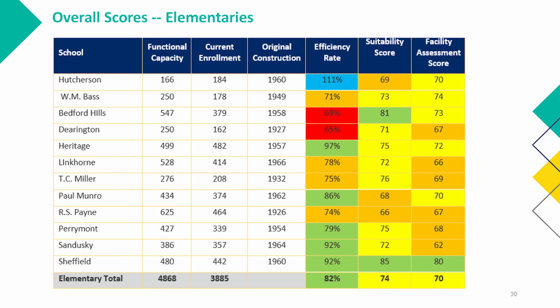And so as you look down through there, efficiency rate, Heritage is at 97. It's the highest of that group. And you make your way down. Lincoln, T.C. Miller, 208. They're saying the functional capacity here is 276. Are there any questions as you glance at this screen?